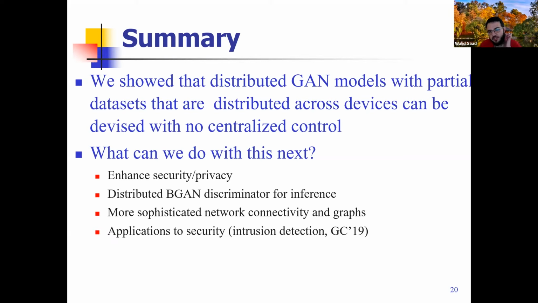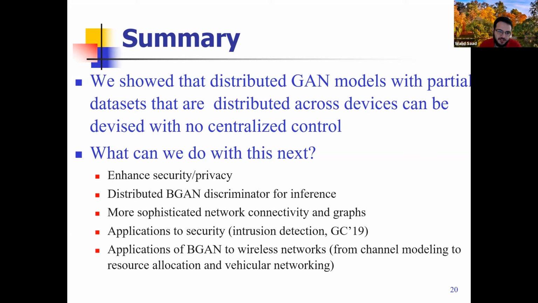So we did an application to intrusion detection a while ago. That was closer to an MD GAN, not to BGAN, but I'm saying just more like distributed GAN. I mean, it admits some interesting applications in that domain. And of course, wireless is an application domain. I'm going to present an example on channel modeling where I'm trying to find the spatial temporal distribution of the channel gain in a given area.